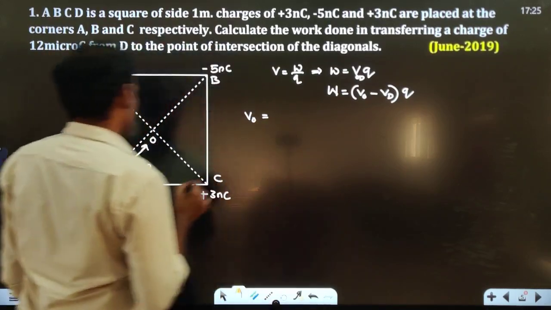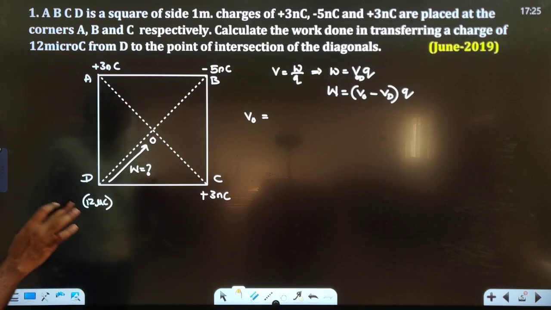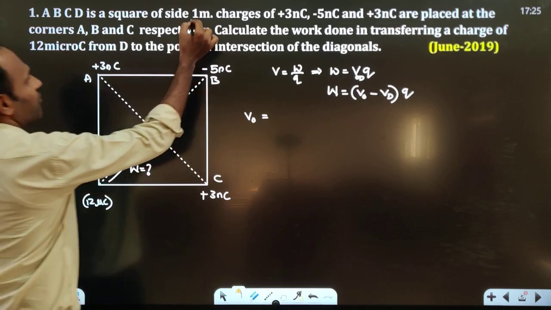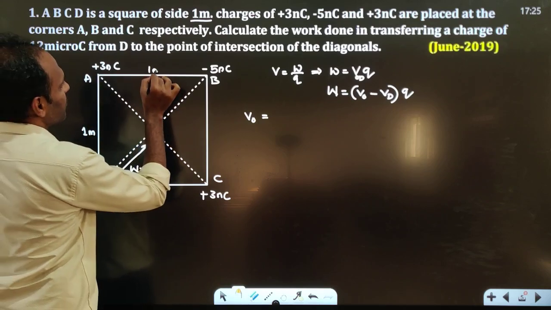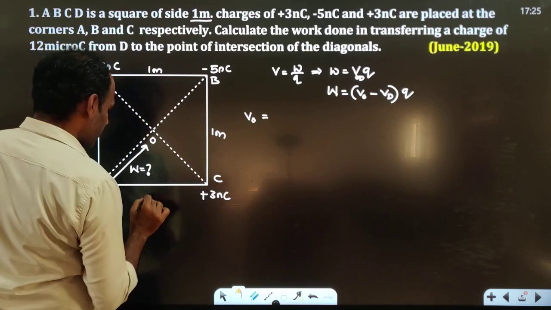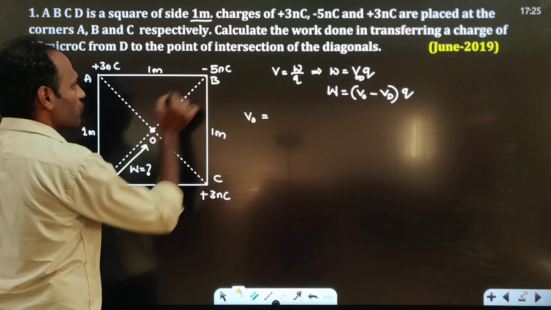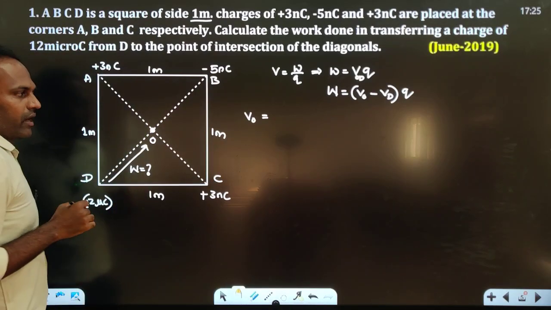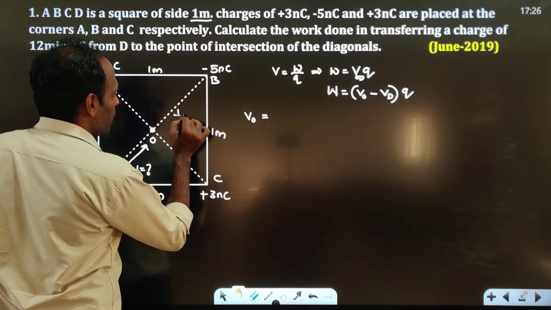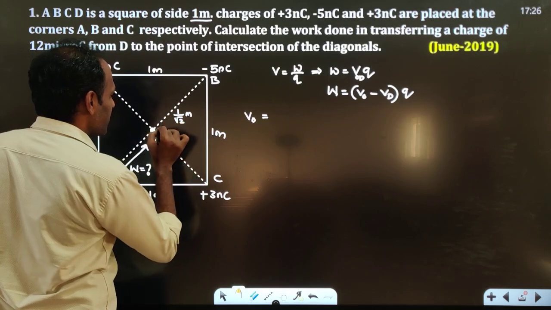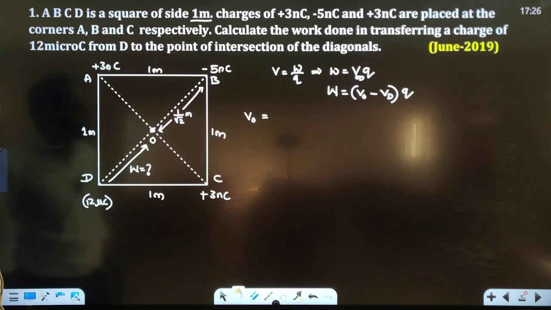See, the side of the square, I guess they have not given it, okay, it is given as 1 meter. Side of the square is 1 meter. Since all sides will be the same, it is a square, right? How much will be the distance from the center of the square to the corner of the square? It will be x by root 2, x is 1. So 1 divided by root 2 meter is the distance from the center of the square to the corner.